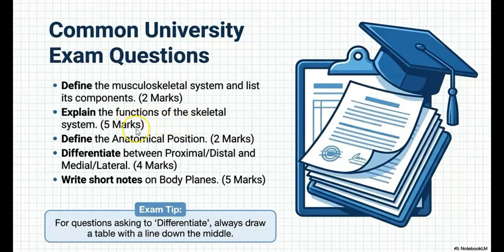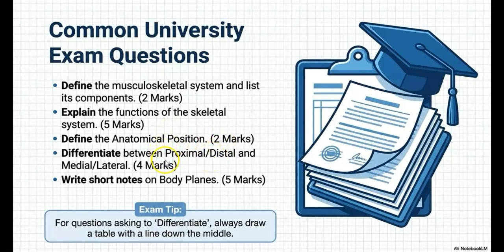And then the second question is, explain the function of the skeletal system. Okay, this is usually a 5-mark question. Write each function separately, which we have seen, and explain each function in 1 or 2 lines. Okay. The third is anatomical position. So very, very important. Remember the 4 important points which I have told. What it is: straight, standing upright, face forward, palms facing forward, and feet should be parallel.